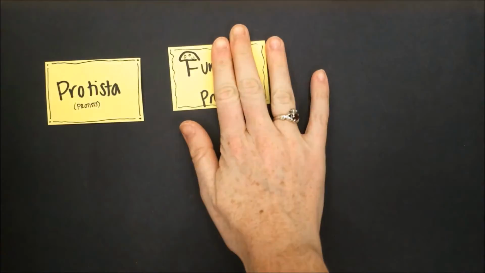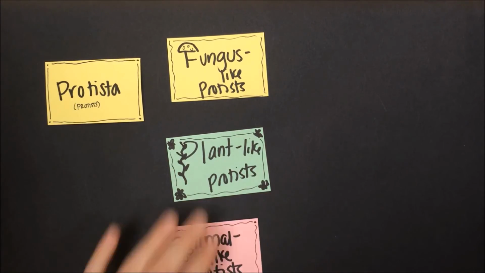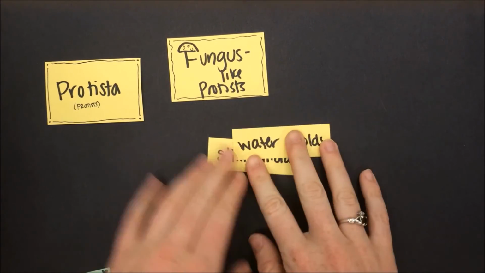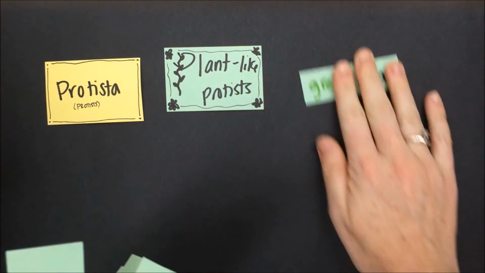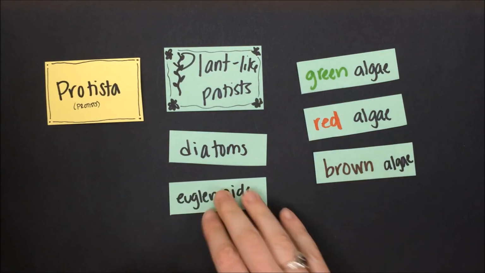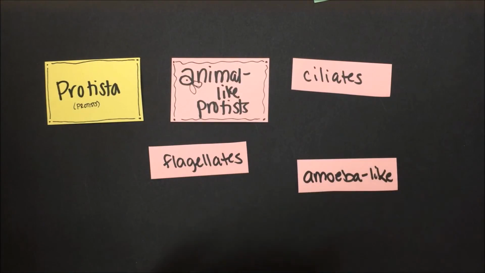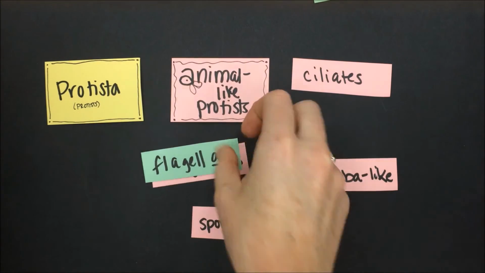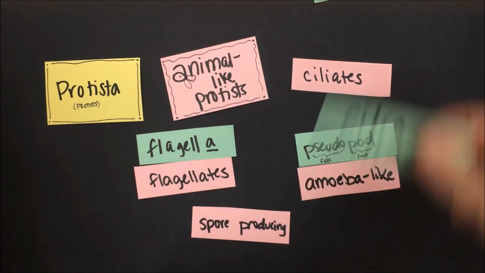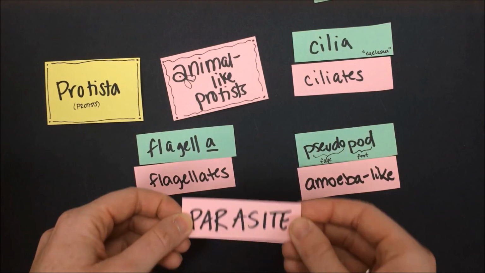Our eukaryotic kingdom that we talked about, which means the cells contain a nucleus, is the kingdom Protista. Protista contains fungus-like, plant-like, and animal-like organisms. Our fungus-like protists include slime molds and water molds. Our plant-like protists include green algae, red algae, brown algae, diatoms, euglenoids, and dinoflagellates. Our animal-like protists include flagellates, ciliates, amoeba-like protists, and spore-producing protists. Flagellates move using the flagella, amoeba-like use the pseudopod, and ciliates use cilia. Because spore-producing protists are all parasites, they do not move on their own.